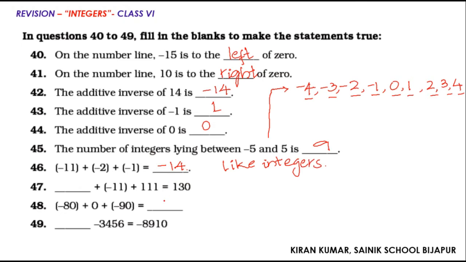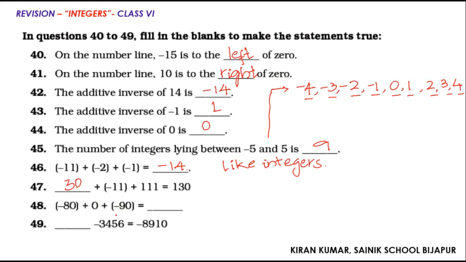Question 47. Dash plus minus 11 added to positive 111 should give 130. The sum of negative 11 and positive 111 will be 100. So we need to add up 30 to that. With common sense we can say that 30 should be added.